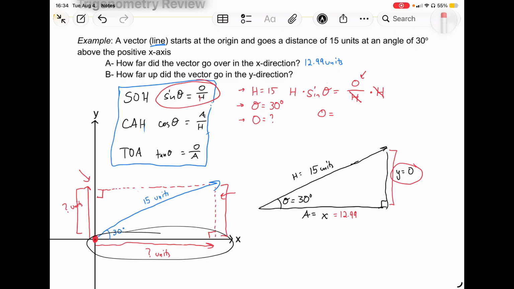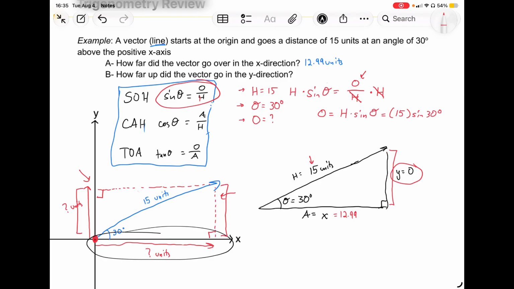I wrote it funky because usually we put our constant in front of our trigonometric operator, sine of theta. And we can plug in numbers from there. So 15 is the number that represents the length of our hypotenuse, times sine of 30 degrees. And again, when you plug this into the calculator, you just want to be sure to use degrees mode to get the correct value for that sine operator.